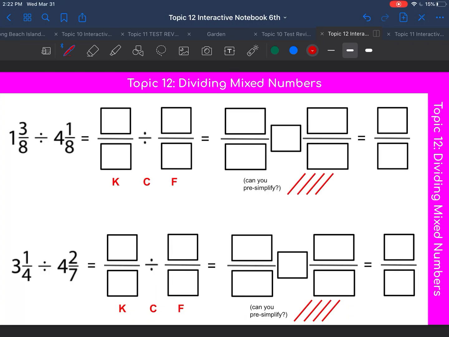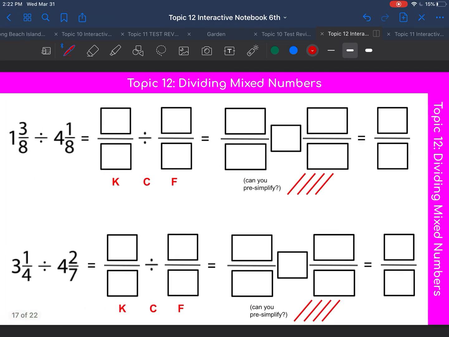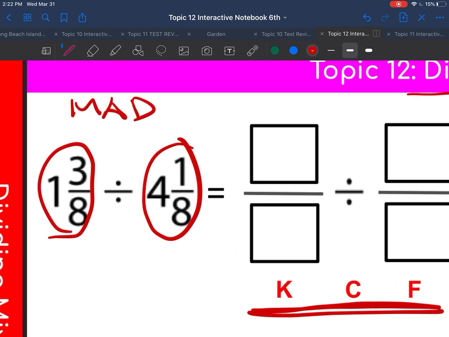Hello, sixth graders. The reason why I had you talking about getting mad yesterday and turning mixed numbers into improper fractions is because today we are going to divide mixed numbers. In order to do that, we need to turn both of the mixed numbers into improper fractions. So the first step, before we even keep, change, flip, is that we need to get mad, okay?